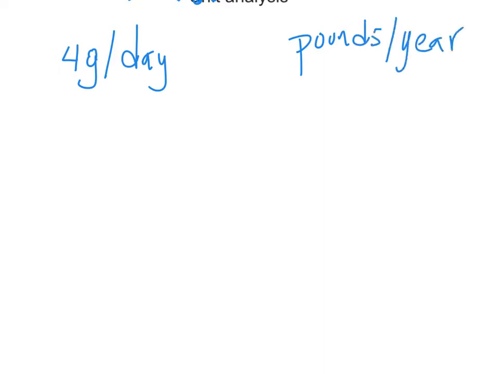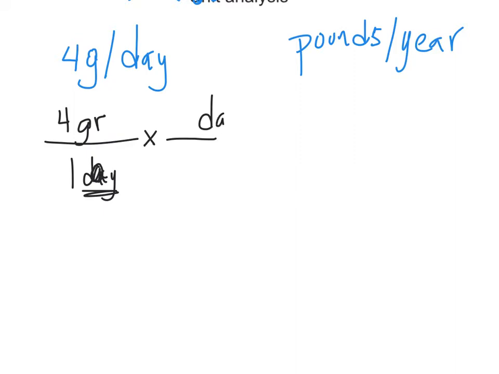And I'm going to set it up exactly the same way that I've done the previous 2 problems. I'm going to have 4 grams over 1 day. And then I'm going to multiply that by my next fraction. We'll do time first. So I have day here, so I'm going to make days on the top to make sure they cancel out. And the year is going to have to go on the bottom. So that should take care of the time.